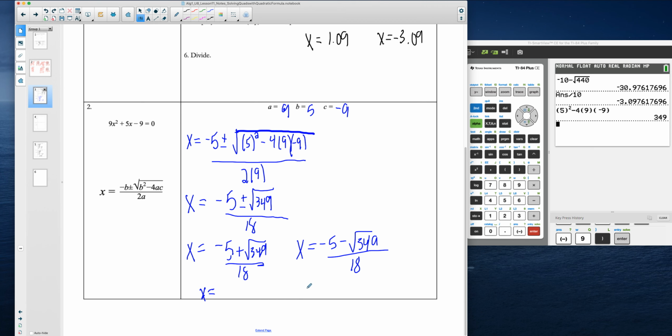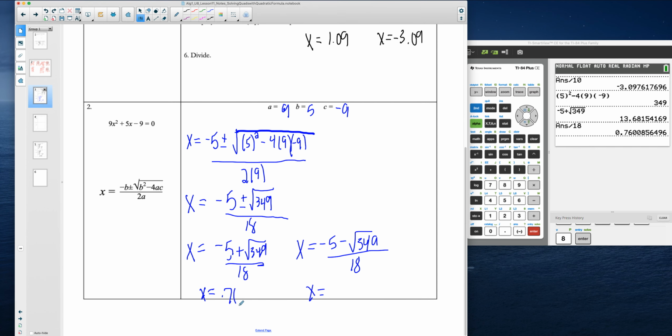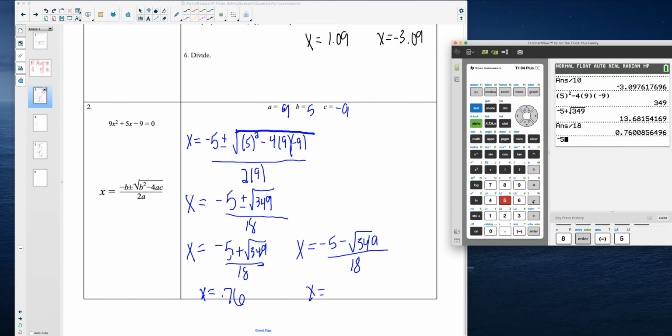So I'm going to come back over to my calculator here. I'm going to do negative 5 plus that square root, so second square root, 349, hit enter, divide that by 18, and we get 0.76 for our first answer there. And then I'm going to come back and do negative 5 minus that square root of 349, hit enter, and divide by 18. So negative 1.31.